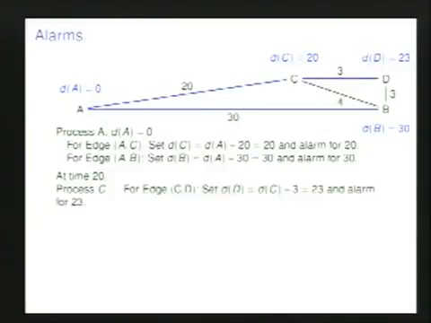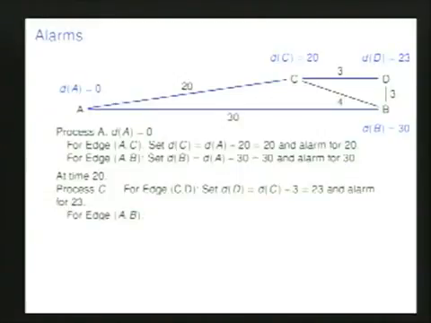Okay, so now for edge CD. I haven't seen this node D before, so I set the distance to D to be, this is a temporary distance label, D of C plus 3, which is 23. And that's what I show in the blue up there. And now I set an alarm for it. I say, okay, well, in 3 steps, if I cross this edge using breadth first search, I will see this node at time step 23. So let me just set the alarm.